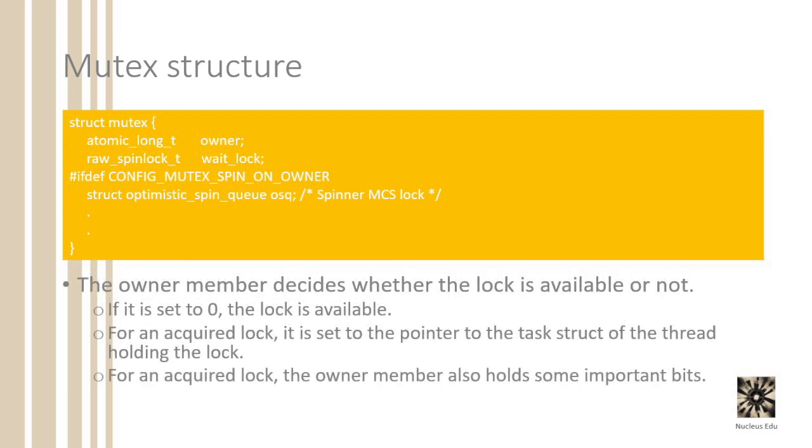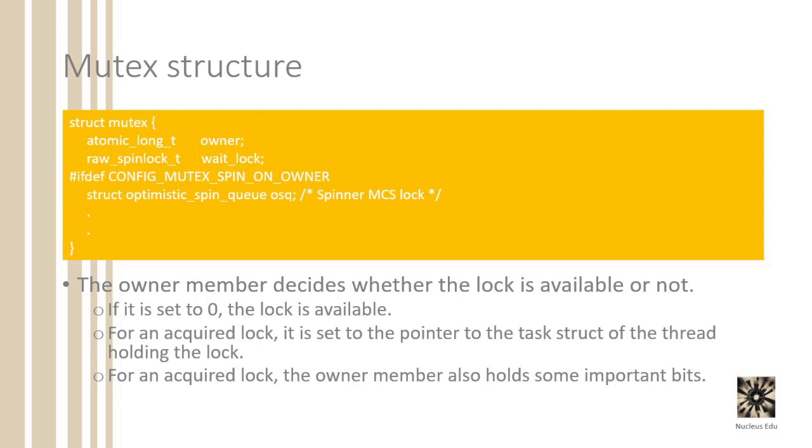Besides this pointer to the task structure of the owner, this owner member of the mutex structure also holds some important bits. The pointer to the task structure only uses a certain length of the bits in this atomic long, and there are free bits that can be used. The mutex implementation takes advantage of this and uses, I think, 3 or 4 bits to implement some functionality.